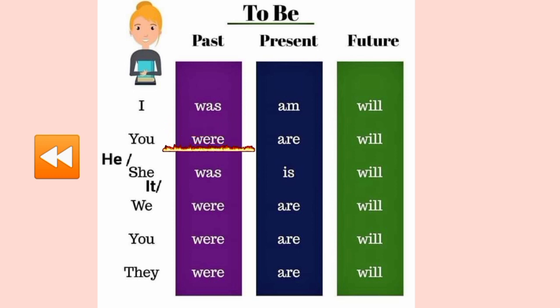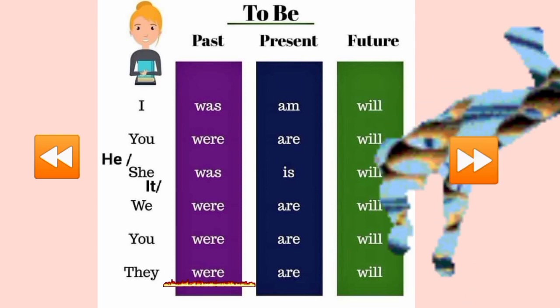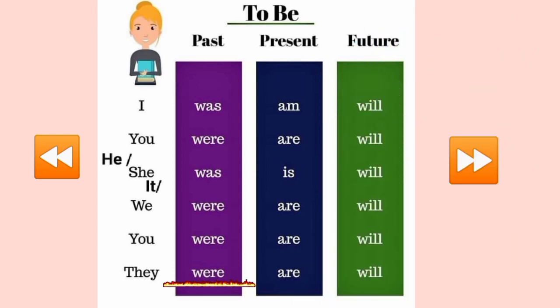In the past tense, I am changes to I was. You are becomes you were. He, she, it becomes was. Then we were, you were, and they were. Now let's look into the future. In the future tense, I am changes to I will. Similarly, you will, he, she, it will, we will, you will, they will.